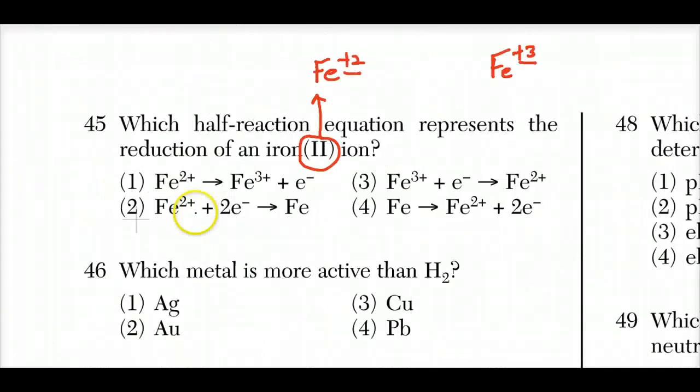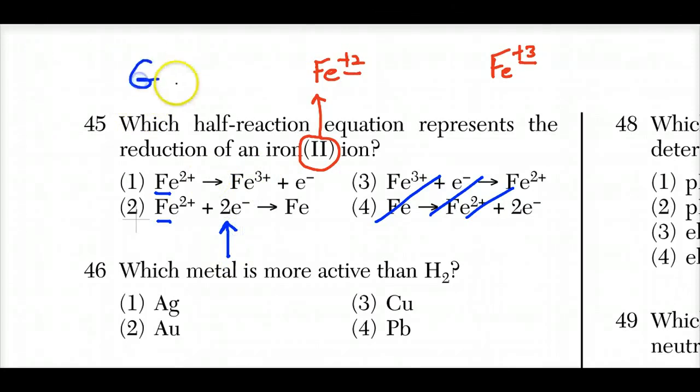Back to the question. Okay, so we know that we're dealing with iron plus 2. So we're dealing with either 1 or 2. These will not happen. Okay? So the question is, which represents the reduction of an iron II ion? Well, reduction means gaining electrons, right? Because you have Leo the lion says GER. So GER means gaining electrons is reduction. So electrons will be on the reactant side.